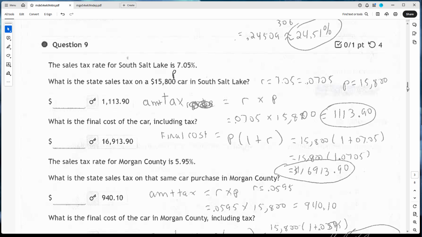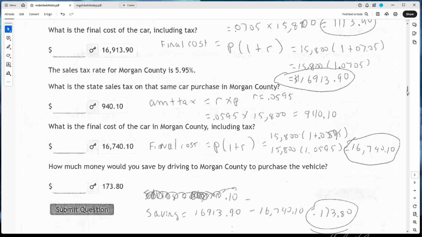What is the final cost going to be in Morgan County? Using the same formula, the final cost is P times parentheses 1 plus R: 15,800 times 1 plus 0.0595. Multiplying 1.0595 times 15,800 gives me $16,740.10. How much money would you save by going to Morgan County? The saving is just the difference between the two counties, which is $173.80.